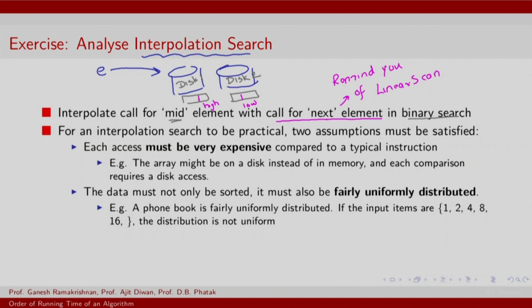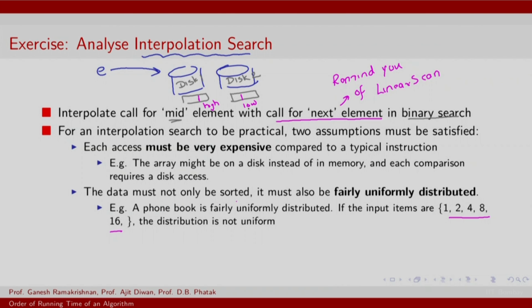Well, it makes sense only if every access is very expensive. So retrieving this array from disk 1 and then retrieving the array from disk 2 and then going back to disk 1 and so on is expensive, holding it in memory can be expensive. So therefore each comparison might require disk access. The other requirement is that data must not only be sorted, it must be fairly uniformly distributed. What you do not want is a sequence like 1, 2, 4, 8, 16. Sequence scan will, binary search may not be productive.